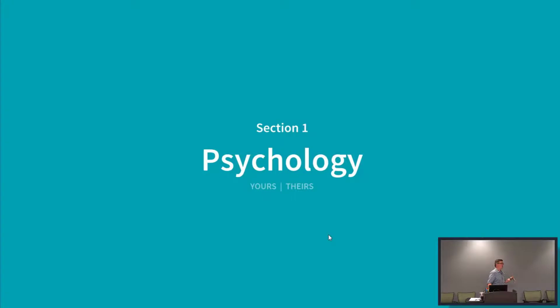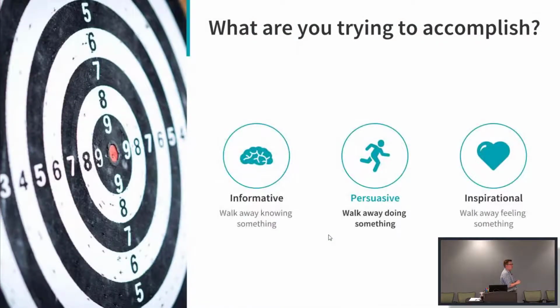Awesome. So first we're going to talk about psychology. We'll start with yours and then we'll talk about theirs. There's a number of different taxonomies of types of presentation, but in my mind, there are 3 types of presentation because it's about what you want to accomplish. So I divide them by informative, persuasive, and inspirational. Basically, are you trying to get someone to know something, to do something, or to feel something?